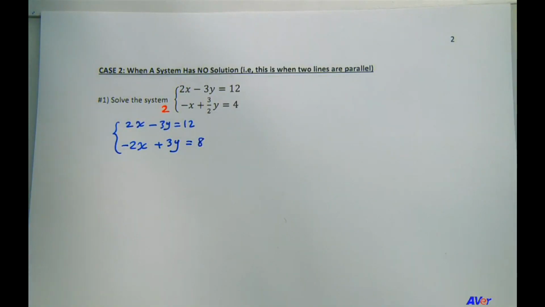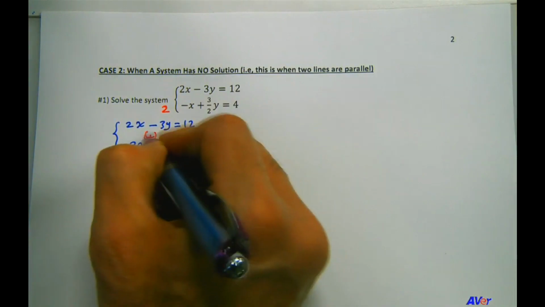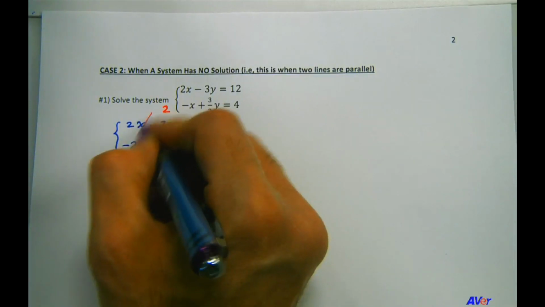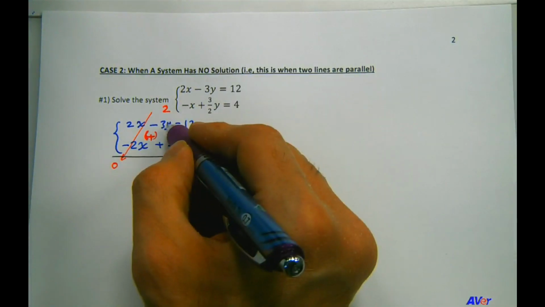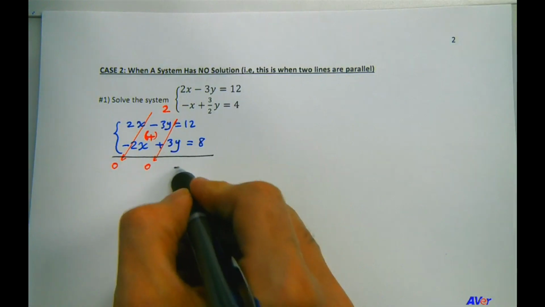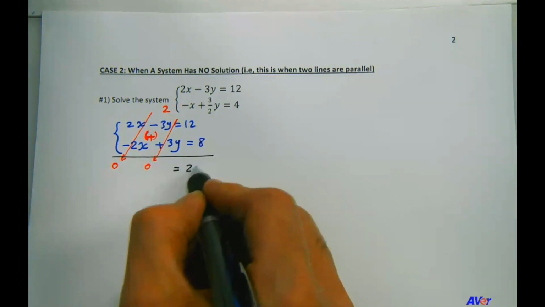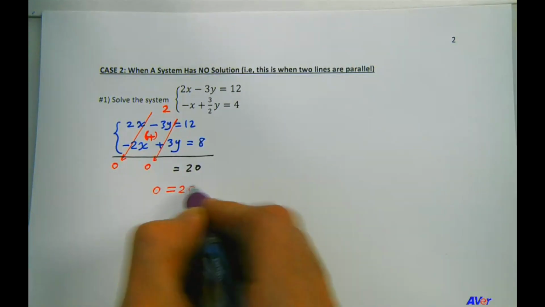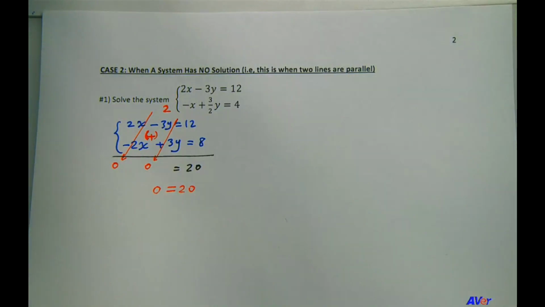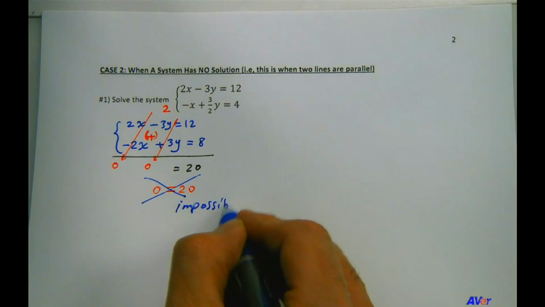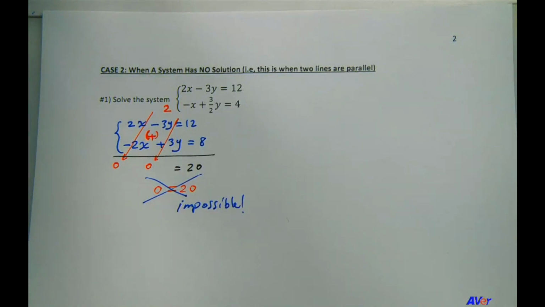Right? So now we're going to add these two equations. What do we end up with? Well, 2x plus minus 2x adds up to 0. Minus 3y plus 3y equals 0. On the other side, what do we have? 12 plus 8 is 20. So what do we end up with? 0 equals 20. Is this even possible? This is an impossible result, right? This is impossible. So that means that those two lines do not intersect.